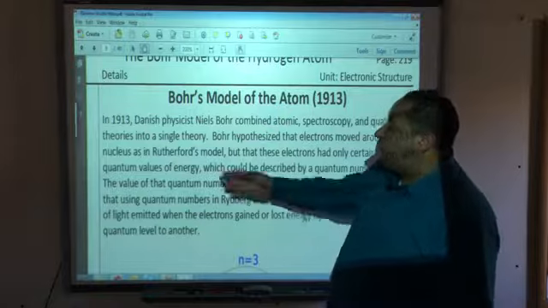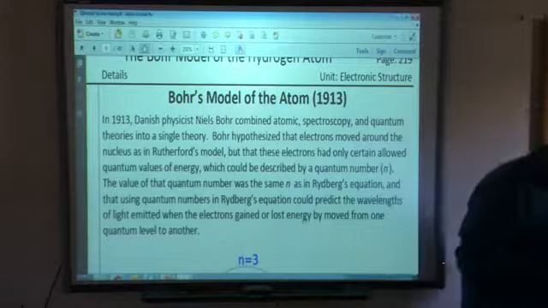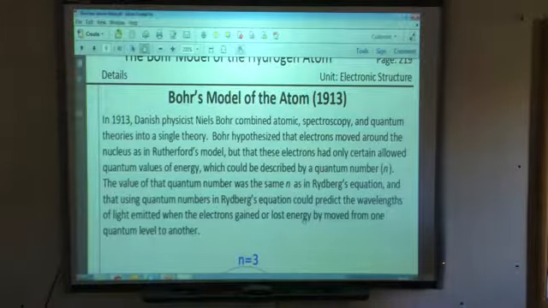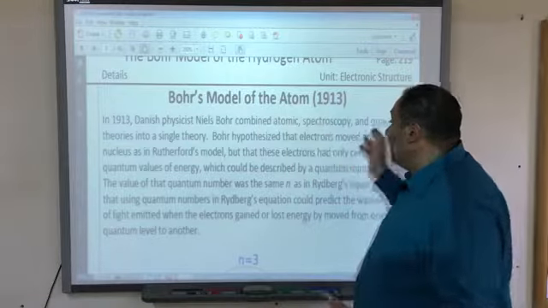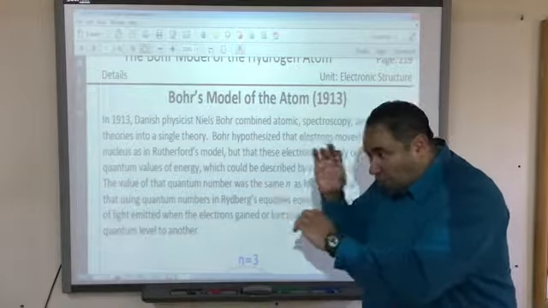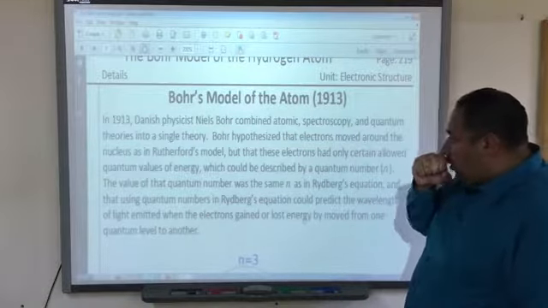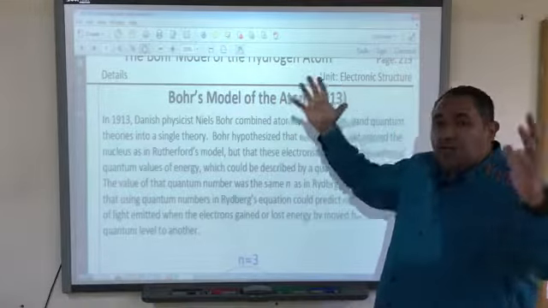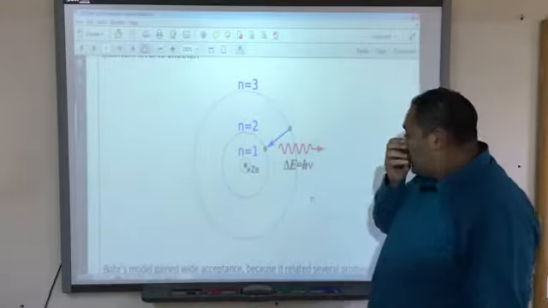Okay, so the Danish physicist Niels Bohr, I'm sorry, I have to switch on the light. In 1913, Danish physicist Niels Bohr combined the atomic theory with the spectroscope. You have seen this in the video, the guy was using the spectroscope to watch the spectrum of each gas. So he combined the quantum theories into a single theory. He gathered all the ideas in one strong model, and this was his model.